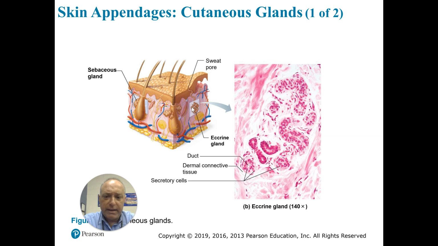So here's your eccrine gland. It is attached directly to the sweat pore, merocrine type excretion, and I'm showing a sebaceous gland, which is an oil gland, which is attached to the hair follicle. This is going to be a different type of secretion. It's going to dump into the hair follicle.